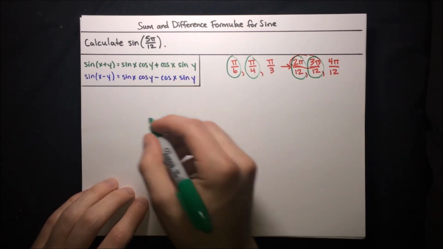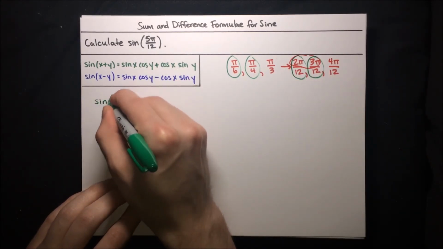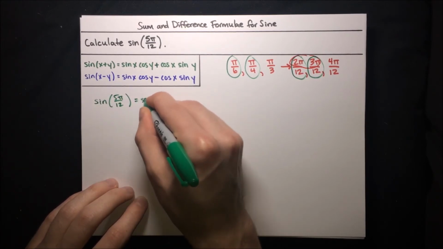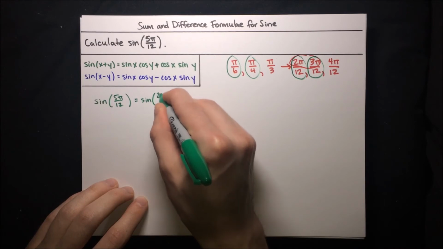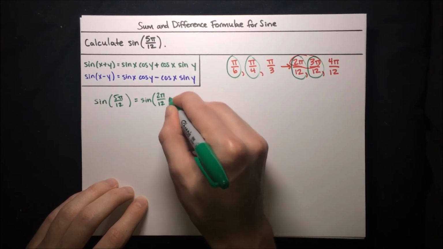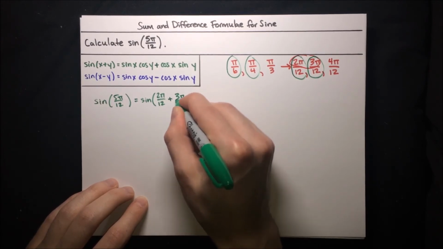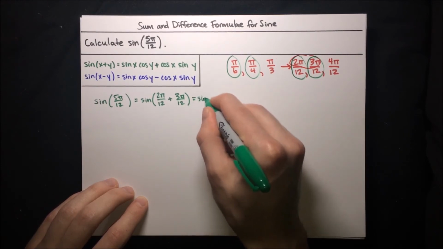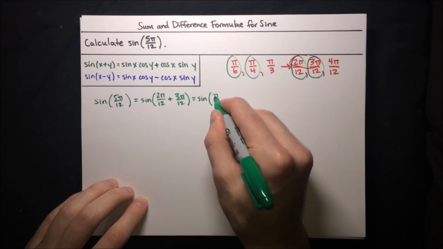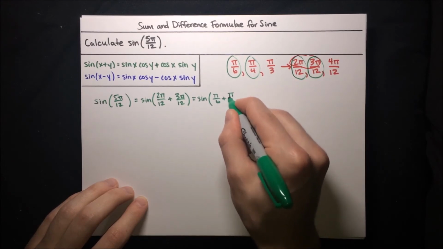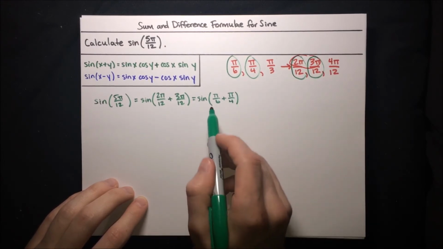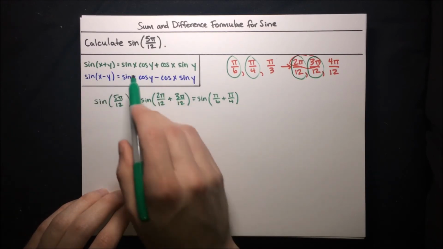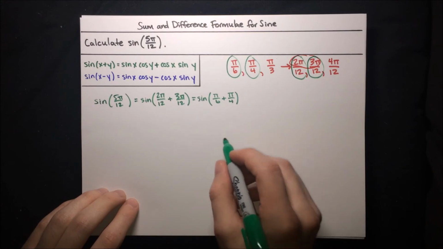So sine of 5 pi over 12 is equal to sine of 2 pi over 12 plus 3 pi over 12, which is equal to sine of pi over 6 plus pi over 4. And now this is what we're going to use with our sum formula here. Pi over 6 plus pi over 4. So let's just plug it in and work it out.